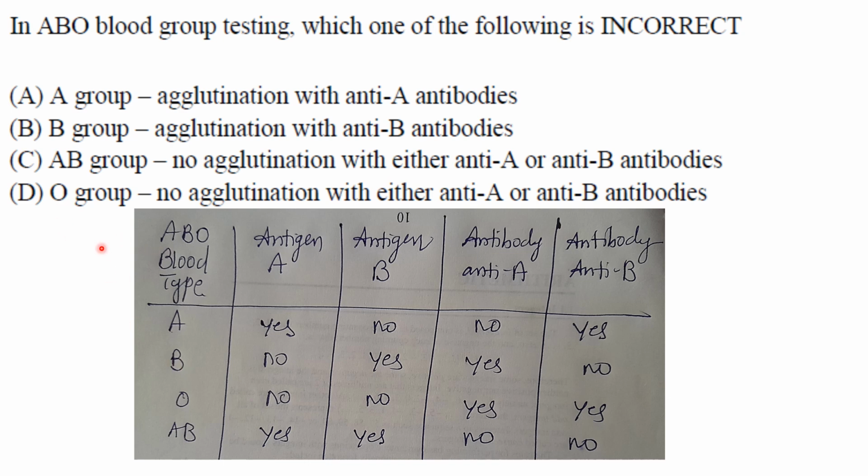O group, no agglutination with either anti-A or anti-B antibodies. It doesn't have antigen A and antigen B. So naturally there will be no agglutination. So D is also correct. Now what they have asked is which of the following is incorrect. Now C is the incorrect option. Answer is option C.